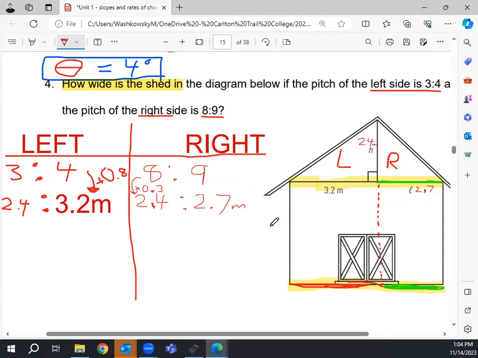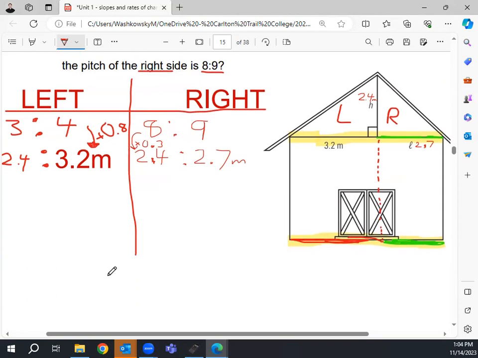The question asks, how wide is the shed? You have figured out how wide the right side is. How can you figure out how wide the shed is now? Together, yeah. 3.2 plus 2.9. I'll get rid of that and just type it in.